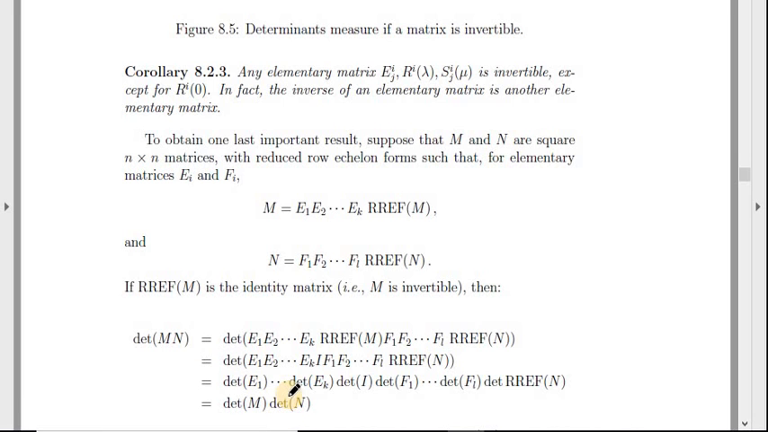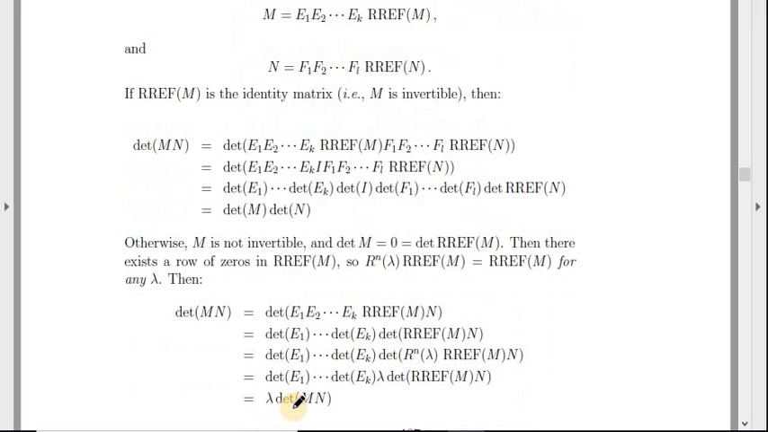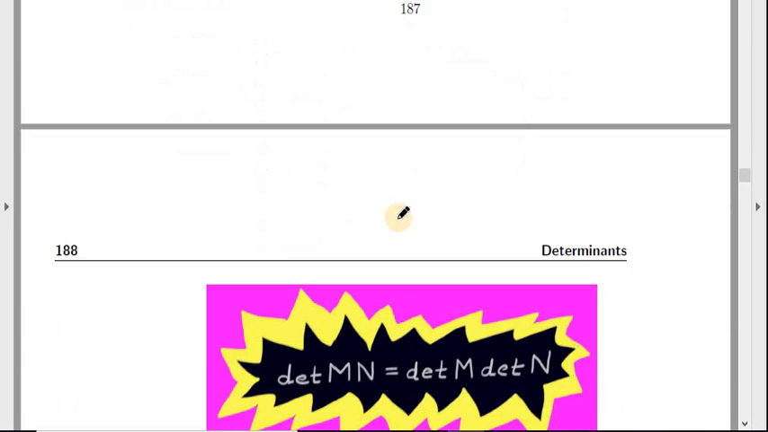the determinant of N. On the other hand, suppose M is singular. I can do the same thing. But instead of getting the determinant of I, remember the REF of M, if M is singular, the determinant is 0. So the result will be 0. In other words, if the determinant of M is 0, the determinant of MN is also 0. So it still holds: det MN equals det M times det N. All right, so we still have that true in both cases.